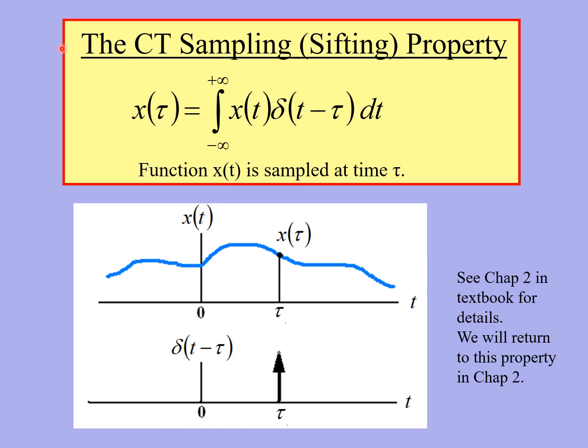So this is all summarized in the continuous time sampling or sifting property. The function x of t, which is again shown right here, is sampled at time tau by doing this integral here. We have x of t multiplied by delta of t minus tau, which is this delta function down here. And when you multiply these two, this function with this function together, the only thing that comes back non-zero is right here, this value of x of tau. So this x of tau is the result of doing this sampling here.